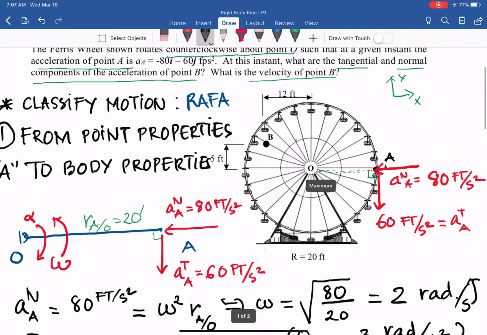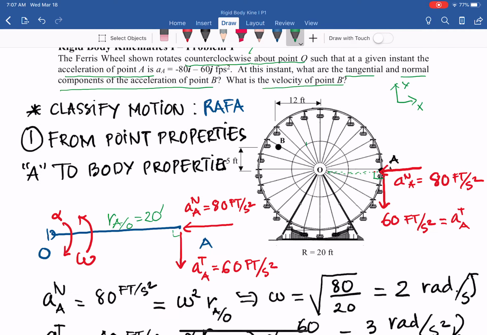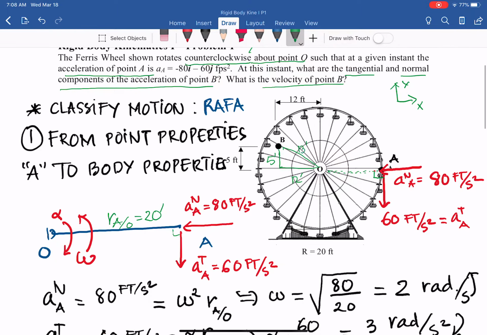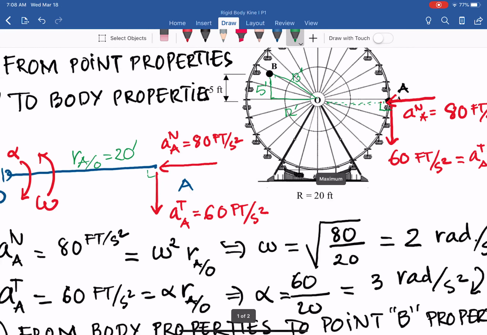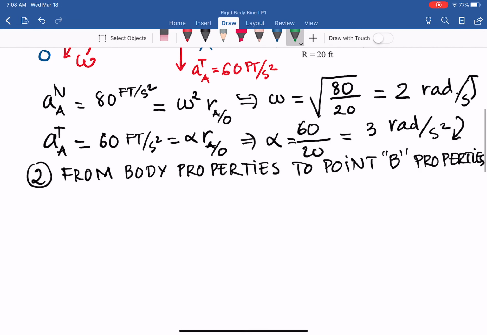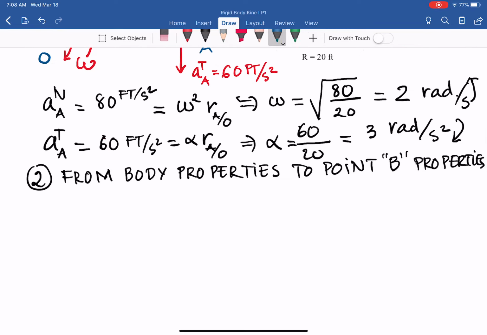As you can see here, point B has a horizontal of 12 and a vertical of 5. So you have 12 feet, 5 feet, and then this one has to be 13 feet. Before we start to find the point properties, we need to draw the rigid body OB that rotates about point O, and point B there. From body properties to point properties, you need to draw the body properties first.